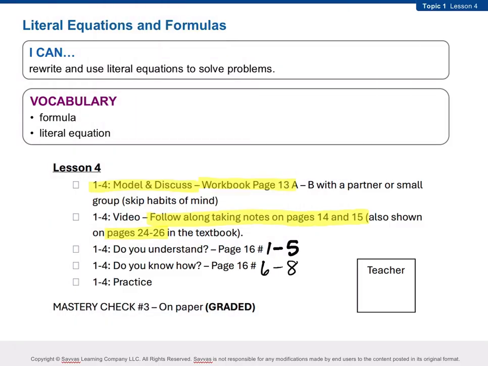So today we're going to rewrite and use literal equations. Literal equations are where there's all or mostly variables. A good example of a literal equation is different types of formulas. Today we're going to do the distance formula: distance equals rate times time. We're going to use that today.